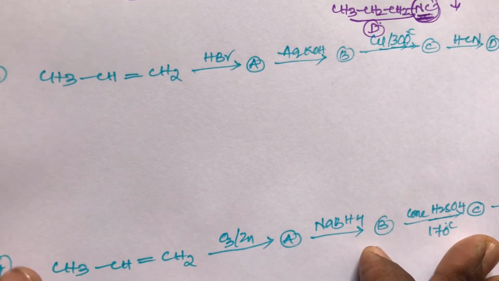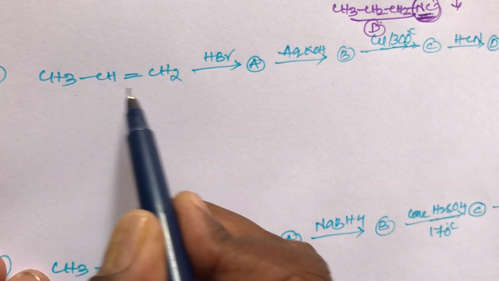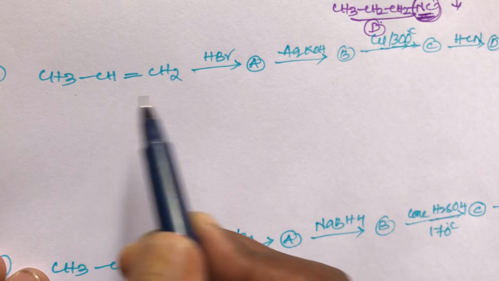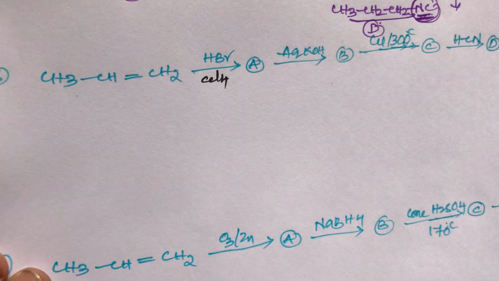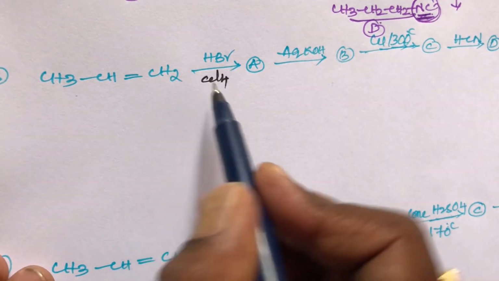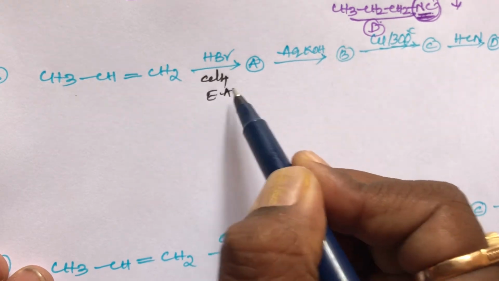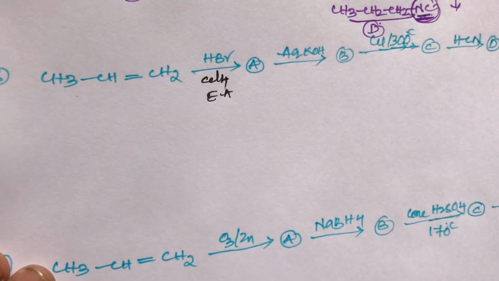What to do, students? In the first step, an unsymmetrical alkene is there. This unsymmetrical alkene reacts with HBr in the presence of CCl4, a non-polar solvent. It belongs to electrophilic addition. This first step is electrophilic addition according to the Markovnikov rule.